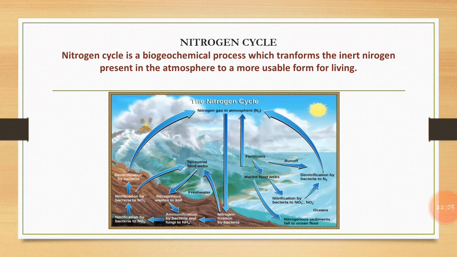Later on, the nitrogen undergoes a set of changes in which the two nitrogen atoms get separated and combined with hydrogen to form ammonia. So by this way the formation of ammonia takes place.